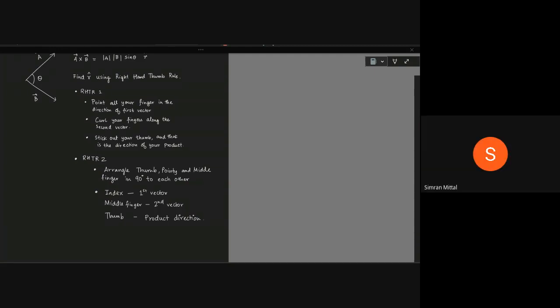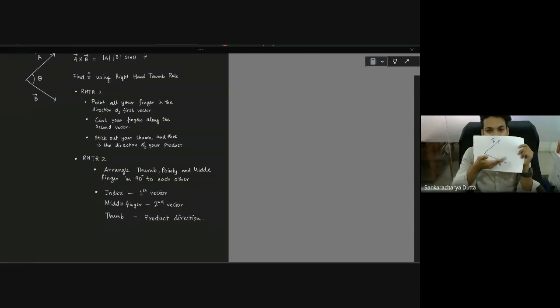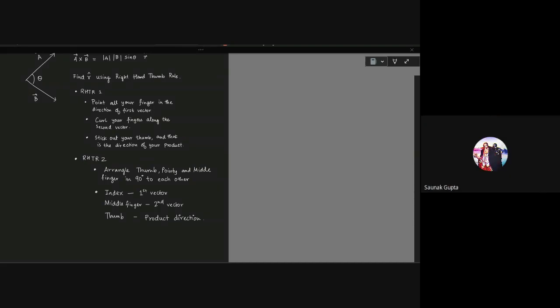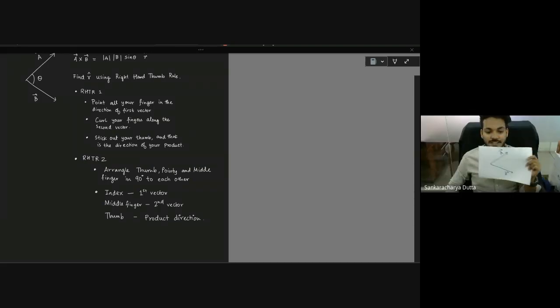Out of the paper. So if you do like this and like this, it's going to come out of the plane. Are you with me? Yes, sir. Okay. So I hope you understood this. This is going to be very, very painful to teach online.